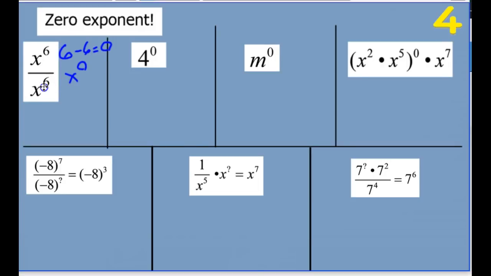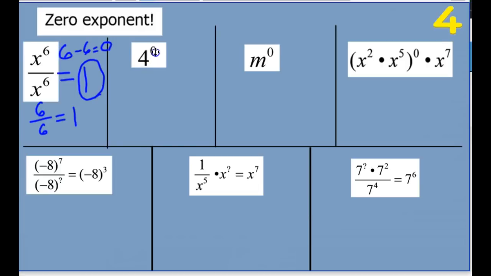Now, what we have here is the same number over the same number. If we have the same number over the same number, like say 6 over 6, what do we come up with? 6 divided by 6, 6 goes into 6 only once. So the answer to our problem here, since we have the same number, x to the 6th over x to the 6th, it's the same thing as 6 over 6, it's going to give us 1. Our answer is 1.